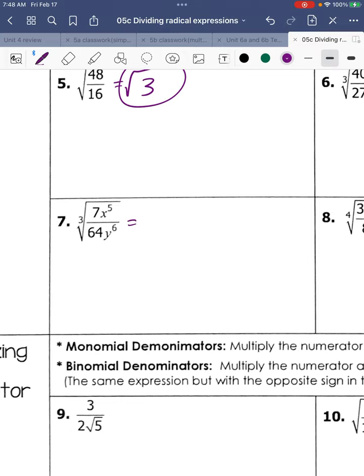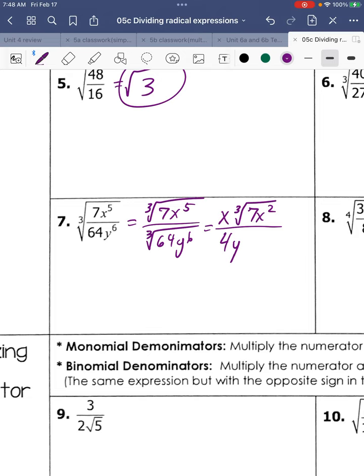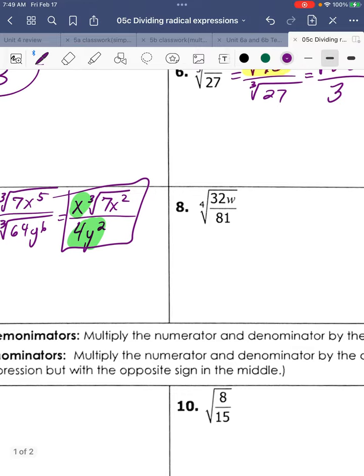Next problem, we have a cube root of 7 over 64 cannot simplify, so I'm going to break this up and see if I can simplify the parts. The numerator I can only simplify the x to the 5th. I can take out one group. So 7 x squared over the cube root of 64, which is 4. The cube root of y to the 6th, you can take out two groups, so that's y squared. Looking at the numerator and denominator coefficients, anything I can simplify? No. That's my final answer then.